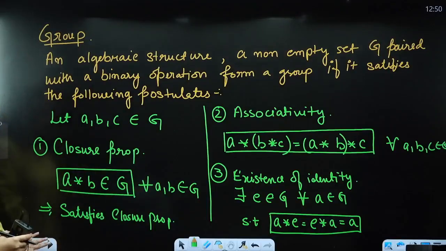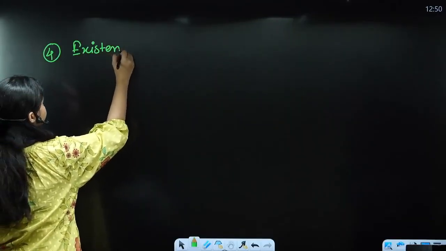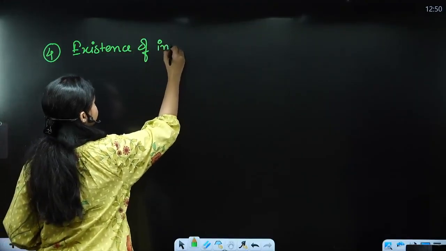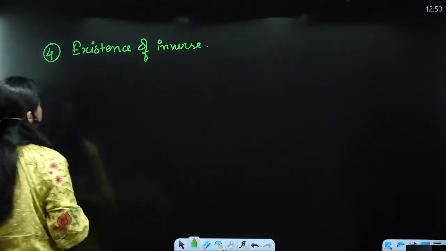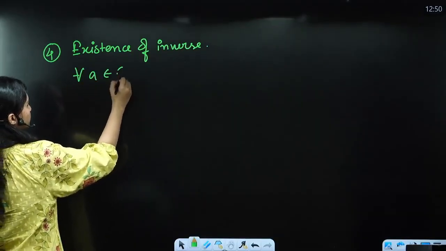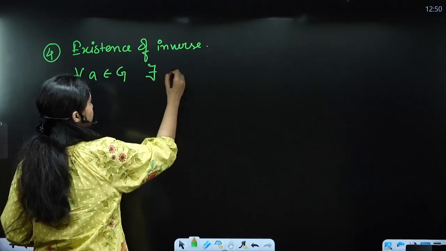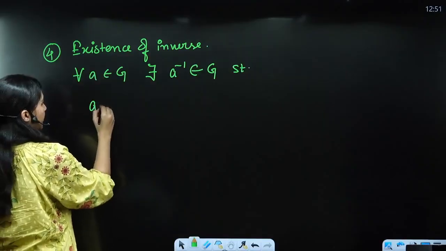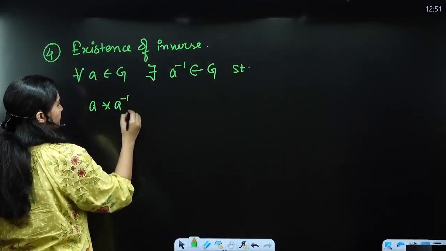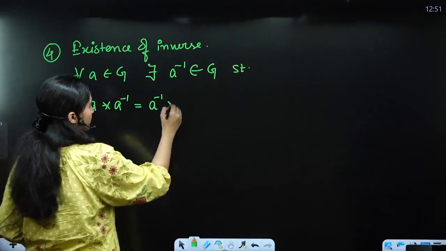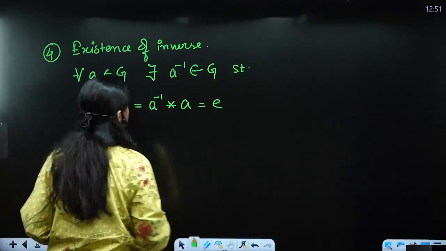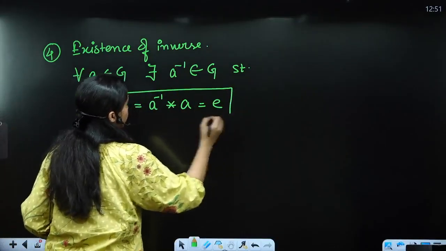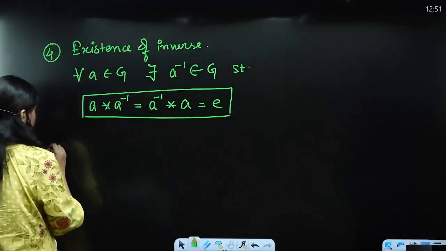All right. Now finally, fourth, we have existence of inverse. For all A belongs to G, there exists A inverse belongs to G such that A operation A inverse equals A inverse operation A equals E. And what is E? Your identity element.